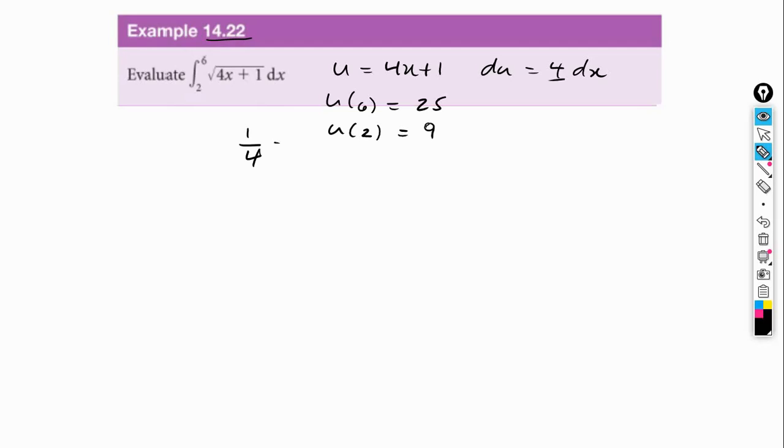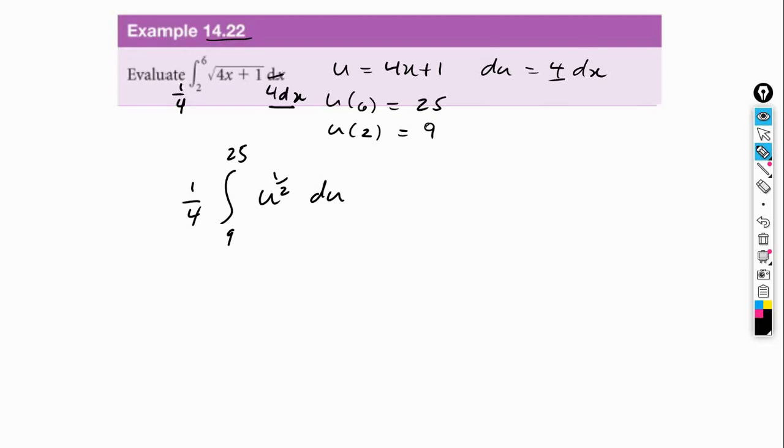So again, we have to remember that we also need to multiply by 1/4 in order to be able to do the integral. So we're going to have 1/4 of the integral from 9 to 25 of u to the power of 1/2 du. Notice that we're just substituting 4 dx, right? Because if I have here 4 dx, the 1/4, this is just du. So that's why I get this expression.